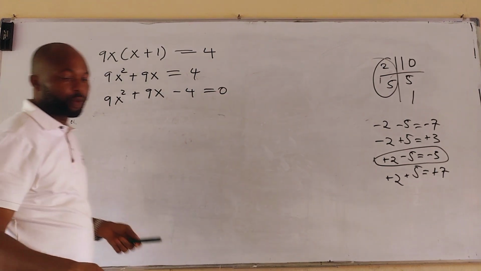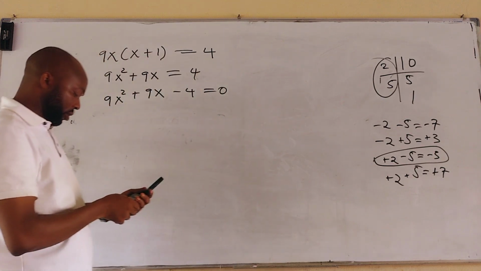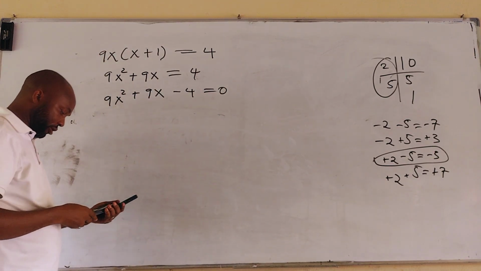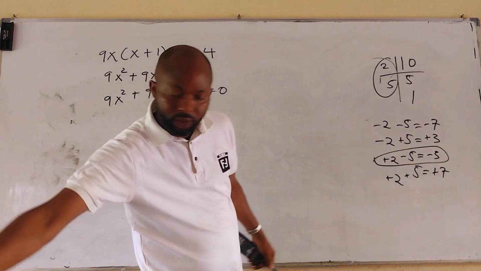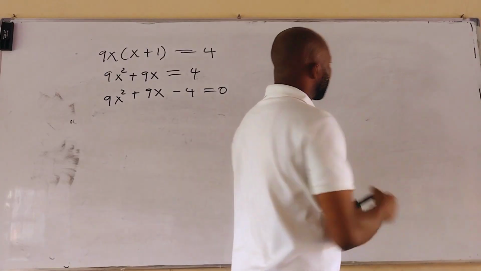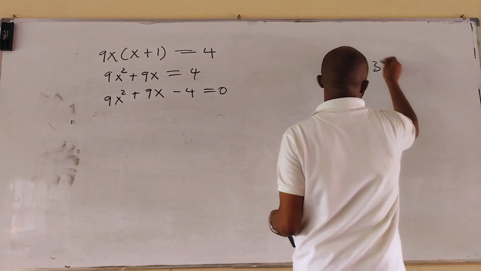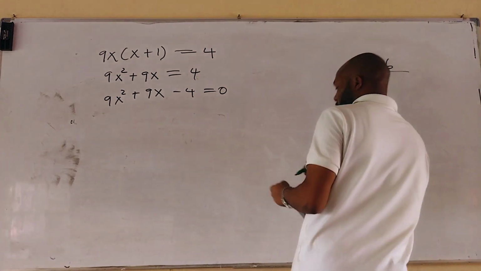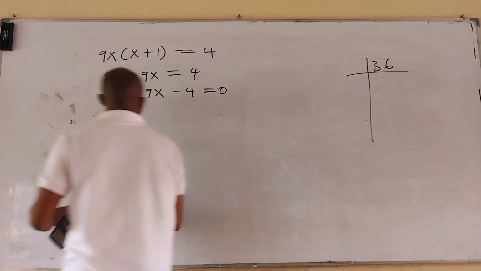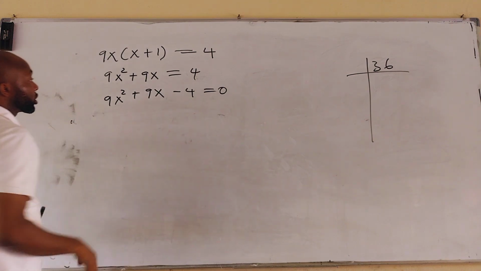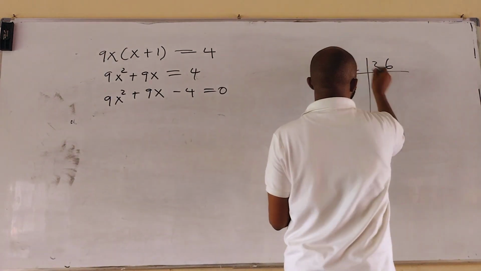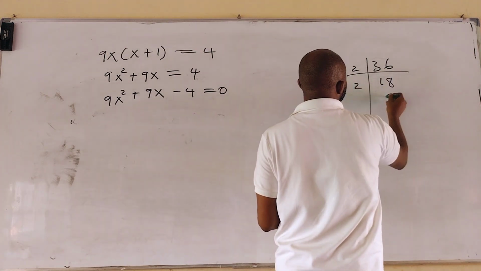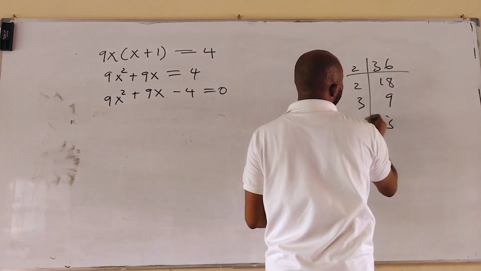So now again we multiply 9 times 4, which is 36. We are looking for two numbers that when we add them, we have plus 9, and when we multiply them, we have minus 36. So let's look for the factors here: 18, 2, 9, 3, 3, 3, 1.